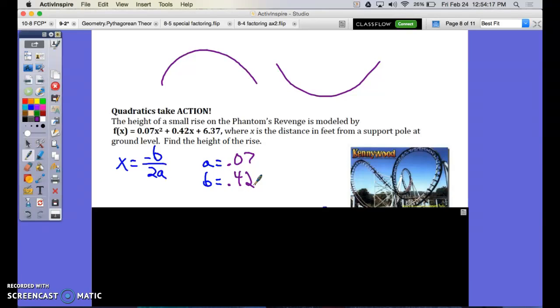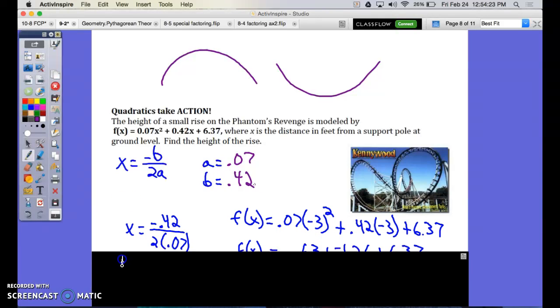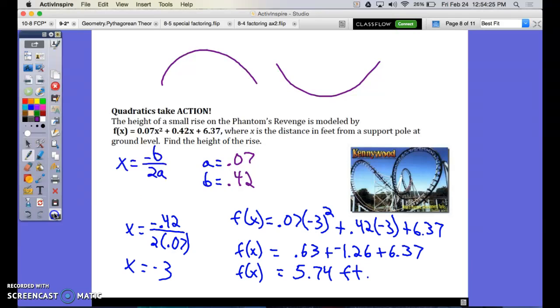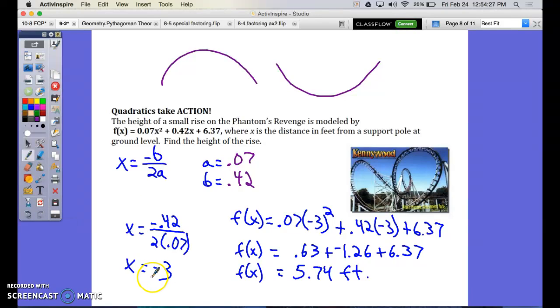Go ahead and take a few seconds to do that. Pause the video. Once you find your x value, you're going to get over here, if you notice, x equals -3. So that means it is 3 feet to the left of the support pole at ground level. Find the height of the rise at this point. So I go ahead and take -3, plug it in, and I end up getting the height of my rise, which is the y value of 5.74 feet.